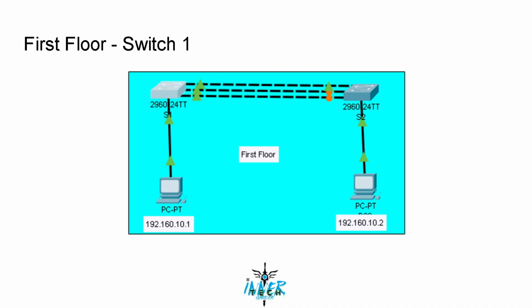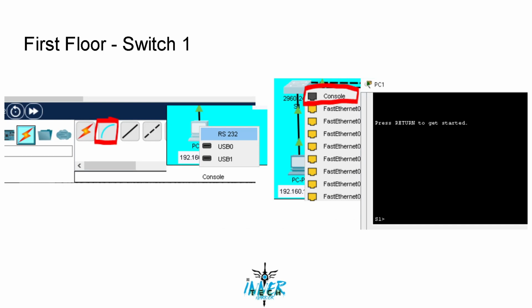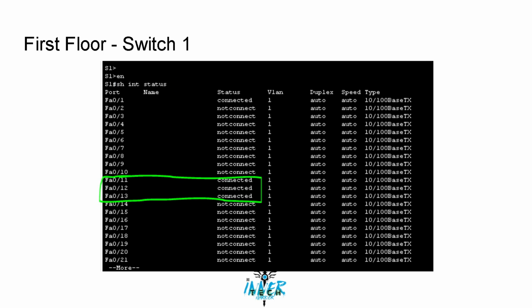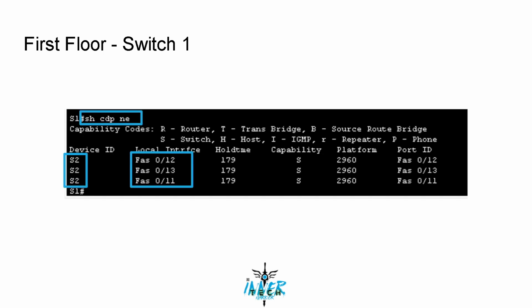Okay, let's start with switch 1. Management already has the physical links attached, so we just need to group them logically through some configurations. So let's console into the switch with PC1. Now, let's see which lines are the ones that management has already connected for us between the two switches, with the show interface status command in privileged exec mode. It appears FA0/11 through 13 are the 3 connected to the other switch. We can confirm this with the show CDP neighbors command.